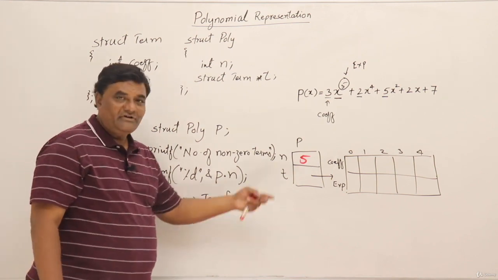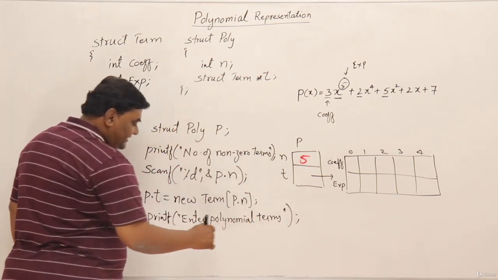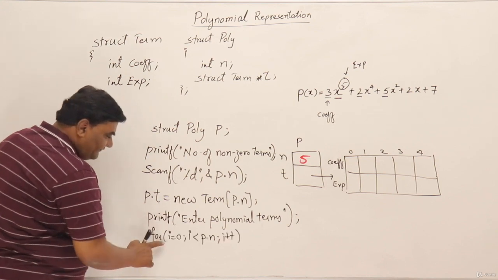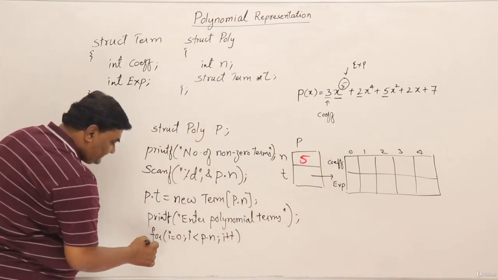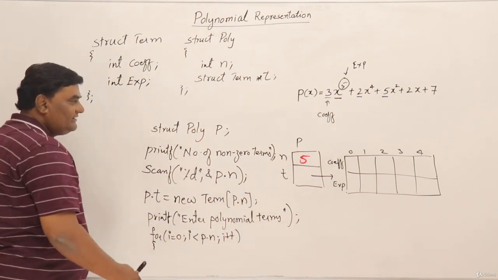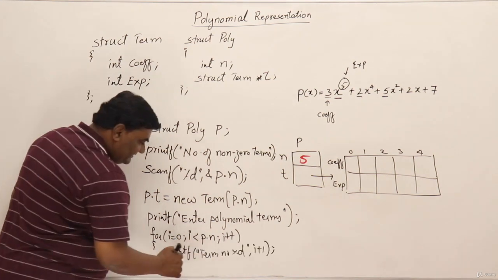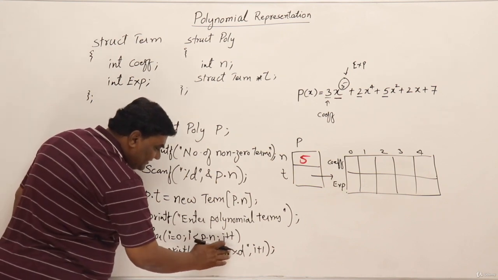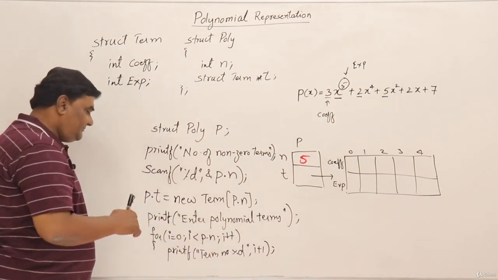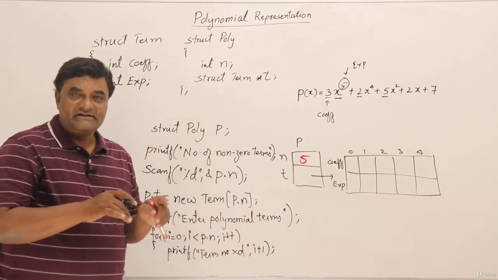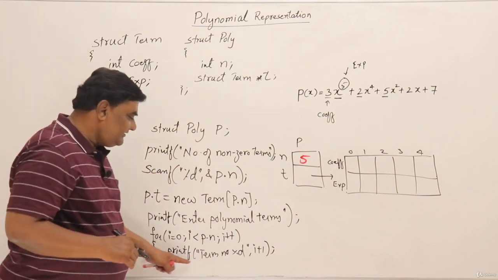So I will write the code here for reading all those values one by one. Here I gave a message: enter polynomial terms. Now using a for loop I'll read the values. For i assign 0, i less than p.n, i plus plus. Then here I should read scanf coefficient and exponent. But before that I will display the term number. Here I am printing printf enter term number, i plus 1. I is 0, so first it will be 1, then 2, so it will show numbers from 1 onward. So the user entering the data will know which term he is entering. To help him, I am printing the term number.